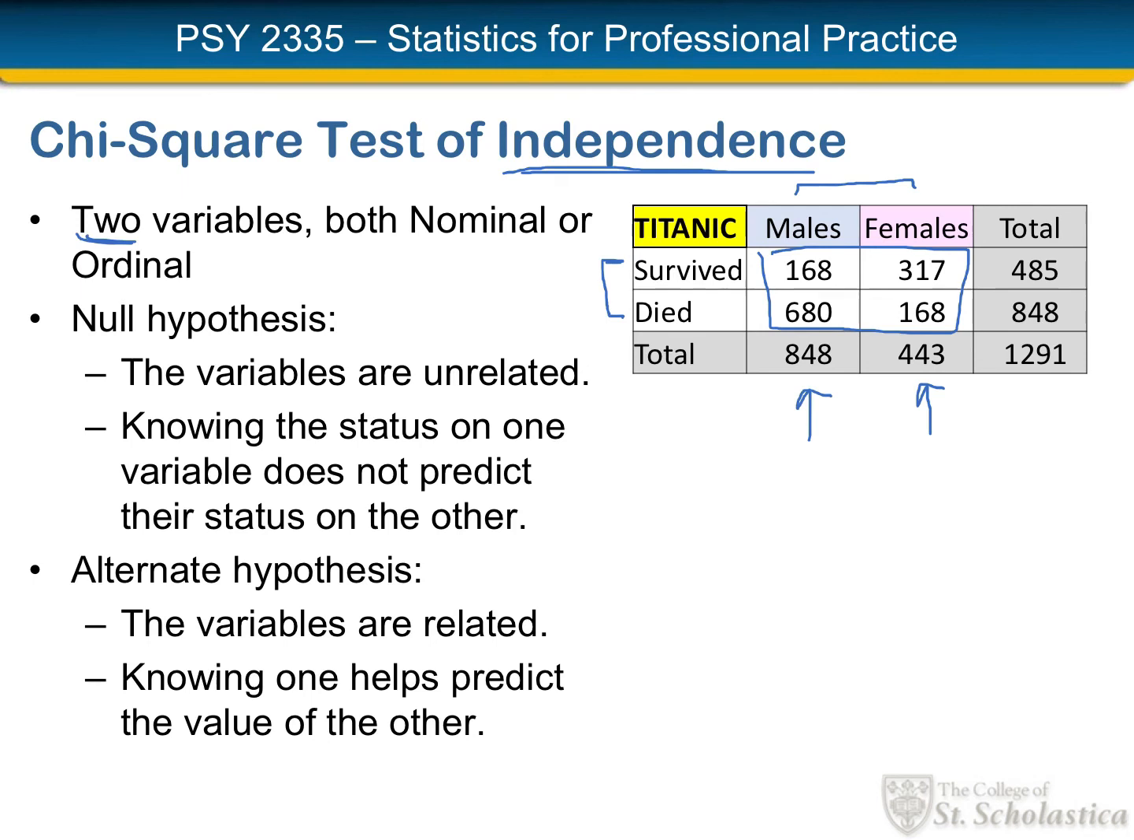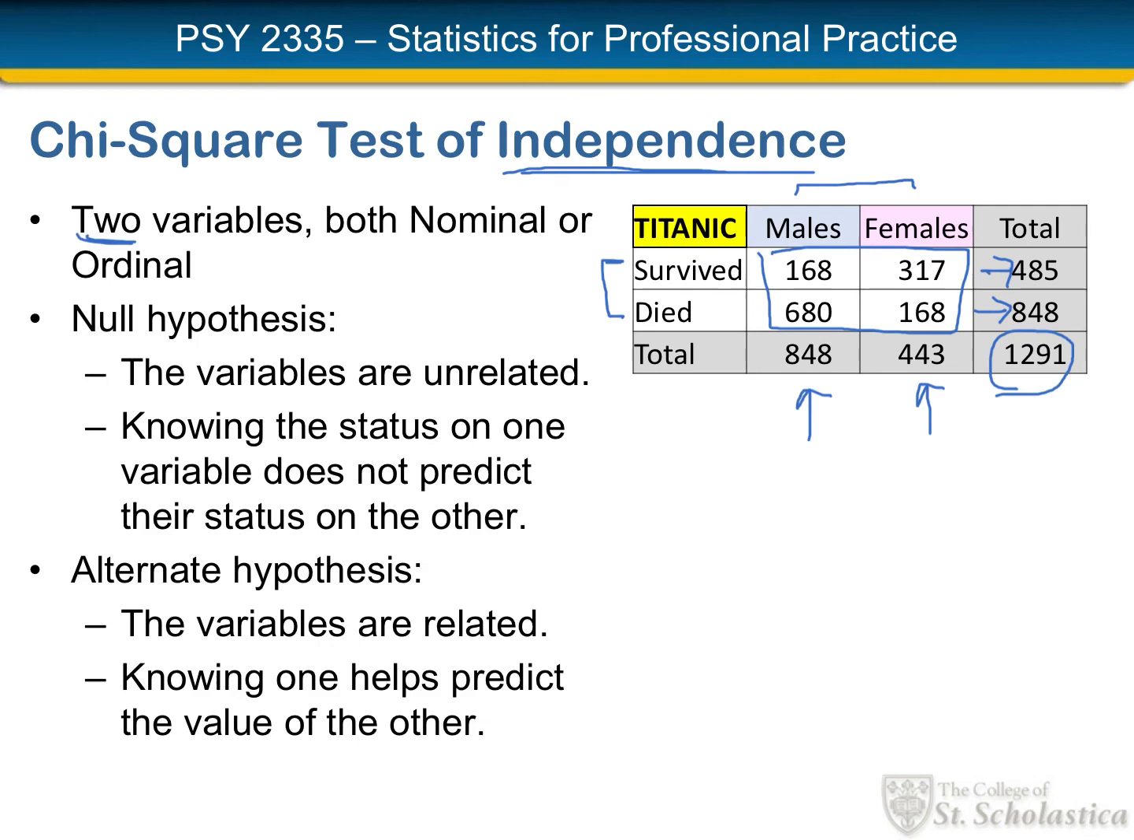If I want to know the total number who survived, I have to add my survived numbers going across, and I get a total over there, and the same for died. And then I have what's called a grand total down in the lower right-hand corner. That tells me how many people were on the ship, all told.